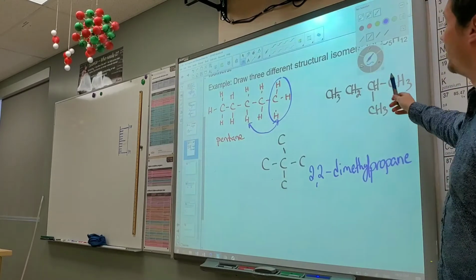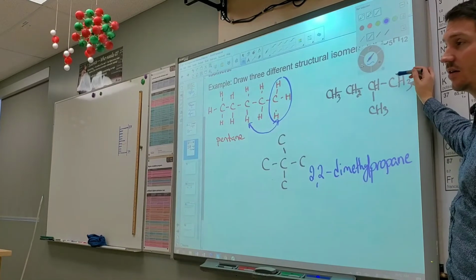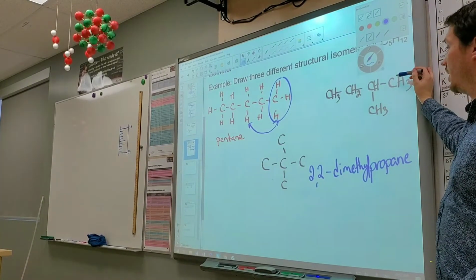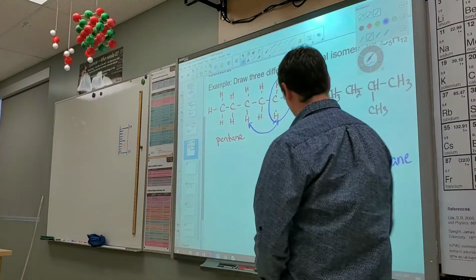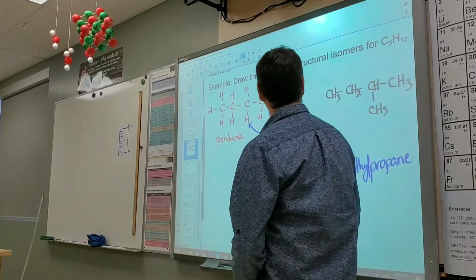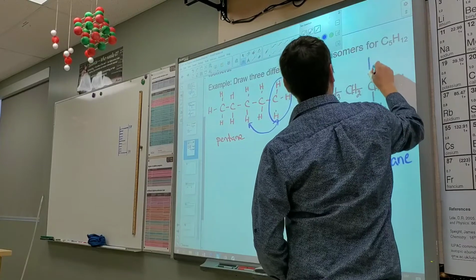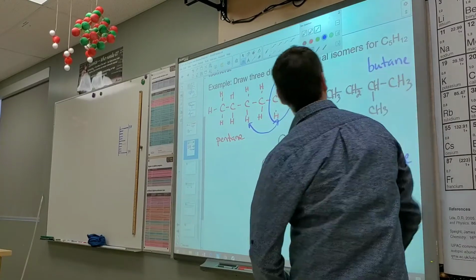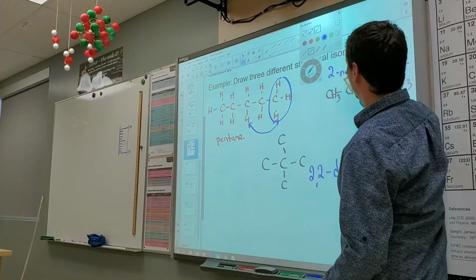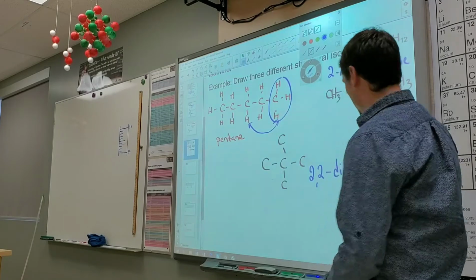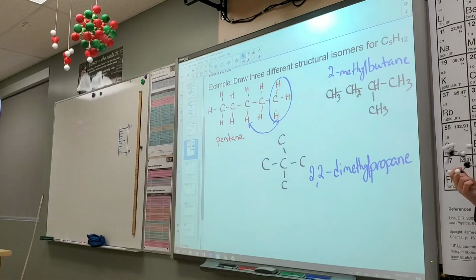What's the name of this structure here? Start from the last. What's the parent chain? Butane, right? So this is for sure going to be butane. And then we've got a methyl group attached to what? 2. So 2-methyl butane. 2-methyl butane. Is that okay?